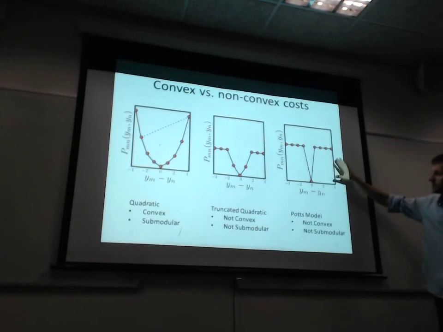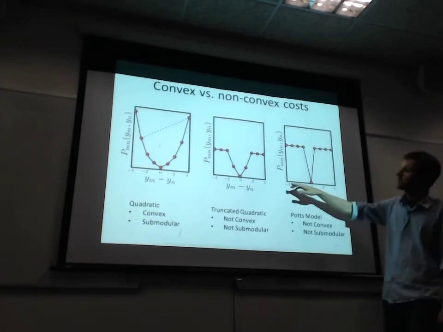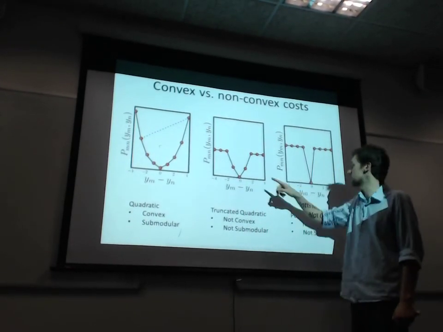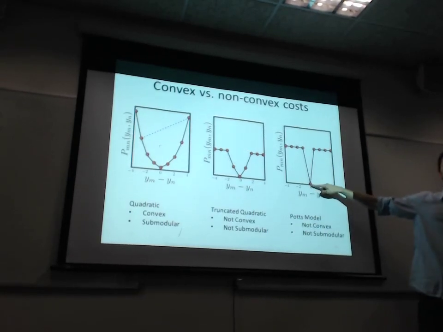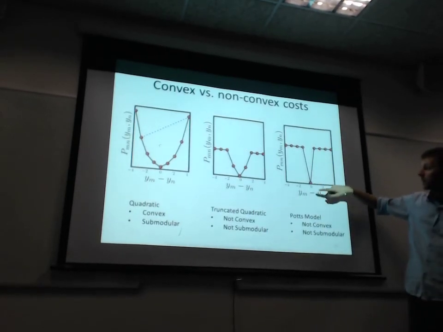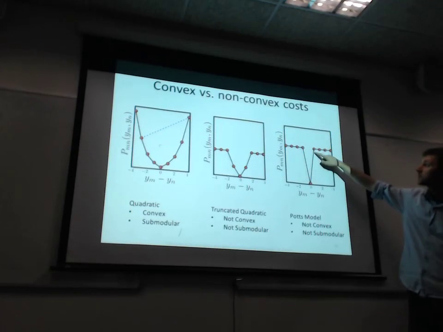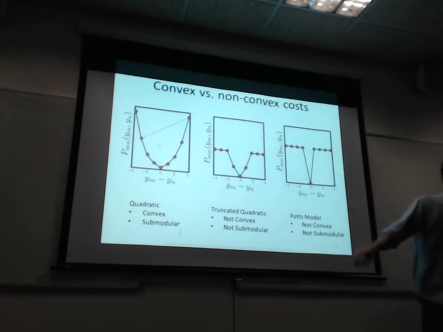Okay. And finally, the Potts model. The Potts model doesn't even try to have this intermediate state. It just says if you're the same label, you have no pairwise costs. Everybody else pays the same cost.